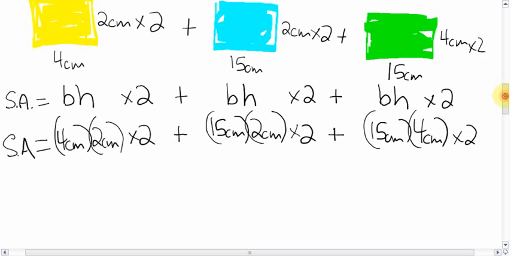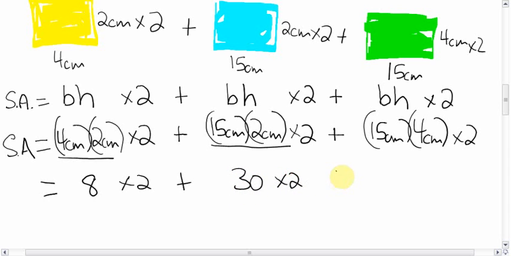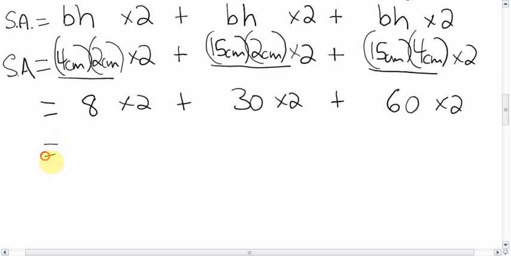Then we just do the math. 4 times 2, and then we just follow BEDMAS here. No big deal. 4 times 2, which is 8. Bring down the times 2. Plus 15 times 2, which is 30, times 2. Plus 15 times 4, which is 60, times 2. 8 times 2 is 16, plus 30 times 2, 60, 60 times 2, 120.